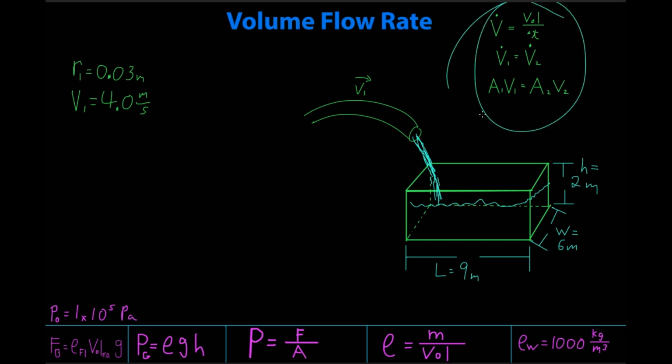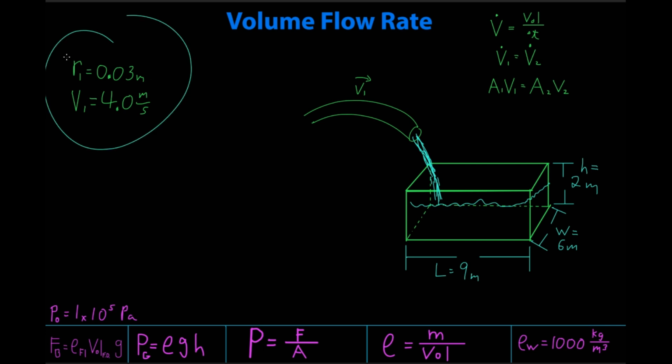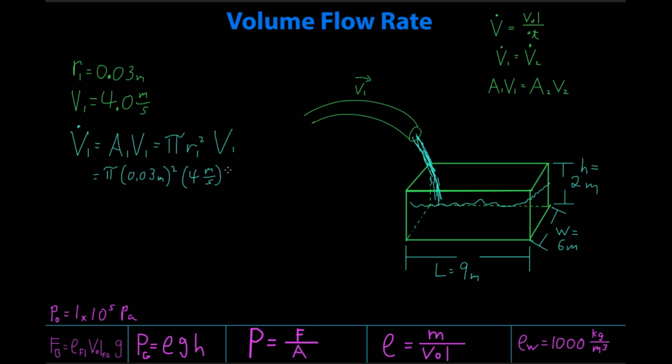Now, before I even touch my equations, there are a few things we can actually get right away. First of all, if I know the radius of the cross-section area of the hose and I know the velocity of the water going through it, then I can get the volume flow rate right away. Volume flow rate is area times velocity, which is pi r squared times v1, which is pi times 0.03 meters squared times 4 meters a second, which gives me 1.13 times 10 to the negative 2 meters cubed per second.